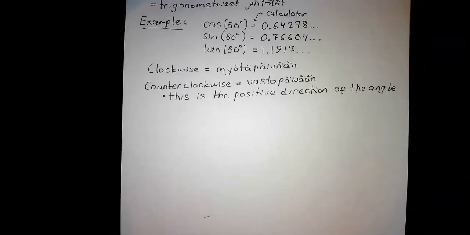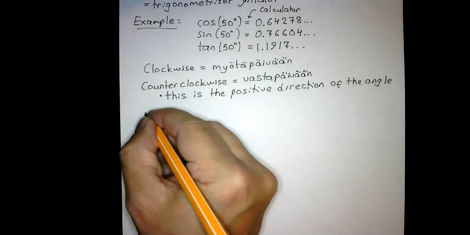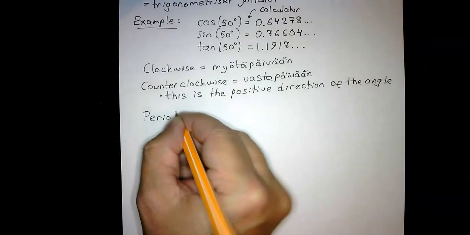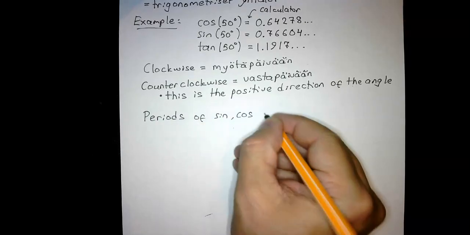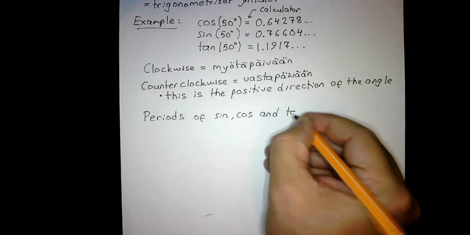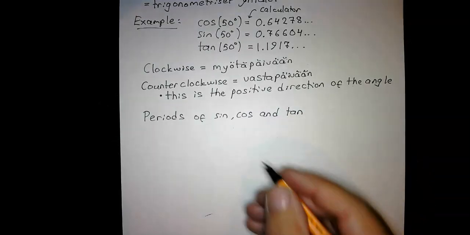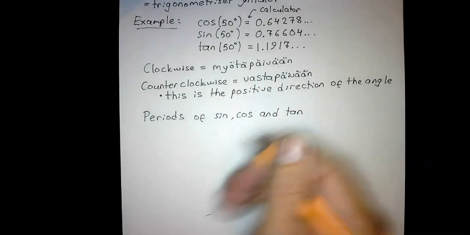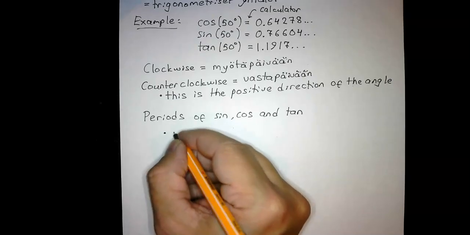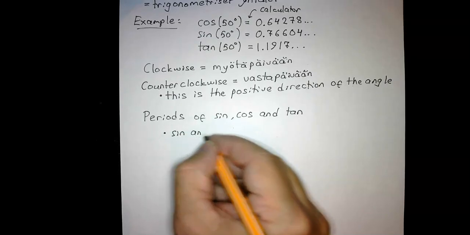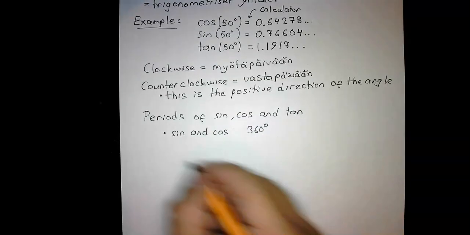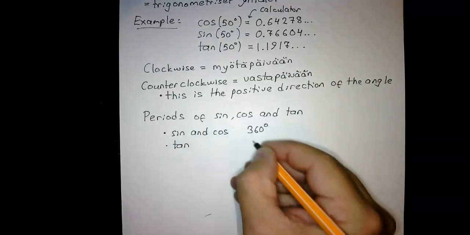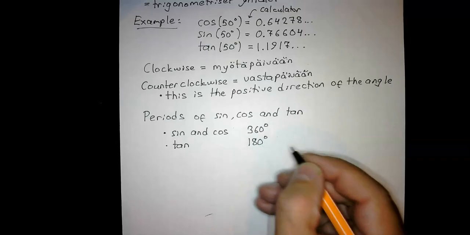So I will draw the periods of sine, cos, and tan. Sine and cos 360 degrees and tangent 180 degrees.